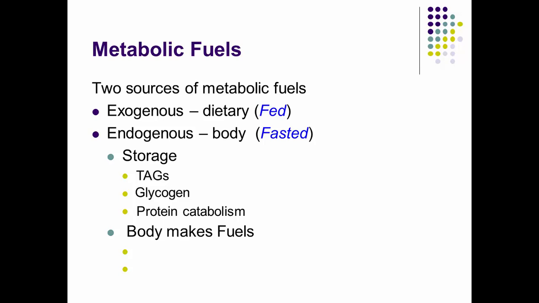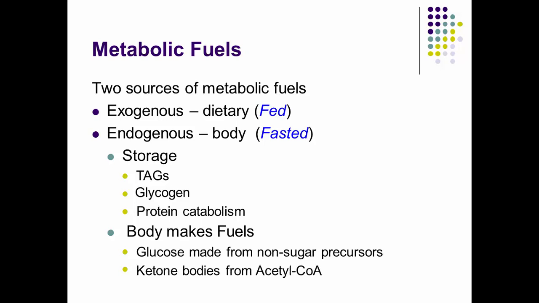And in addition to the stored energy fuels, our body can also make energy fuels. Two important energy fuels that our body can make. What are these? Ketone bodies, right? And the most important thing is glucose. We always want to keep blood glucose level at a normal range, right? So glucose, through gluconeogenesis. So glucose and the ketone bodies are the two important metabolic fuels that our body can make during the starvation. Glucose is made from non-sugar precursors through the gluconeogenesis pathway, and ketone bodies are made from acetyl-CoA, right?